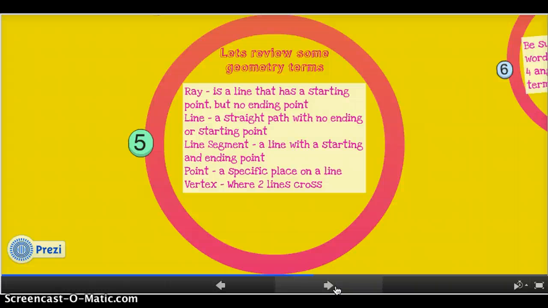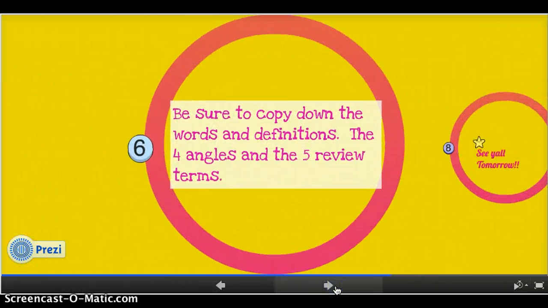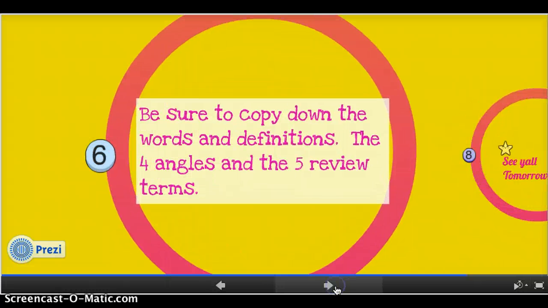All right, so be sure to copy down the words and the definitions. You should have the 4 angles and then there are 5 review terms. Okay, so be sure you bring those in tomorrow. If you have any questions, make sure you copy them down so we can answer them. All right, see y'all tomorrow.